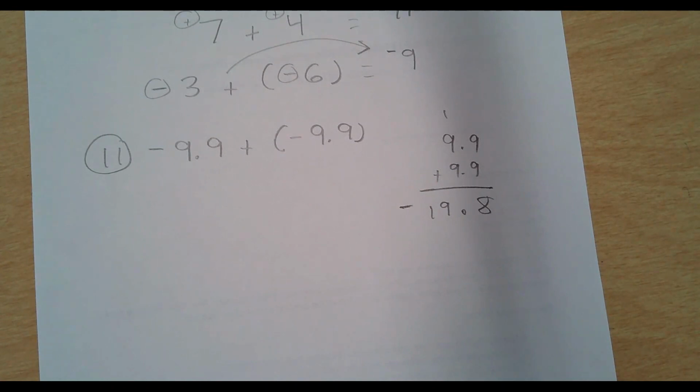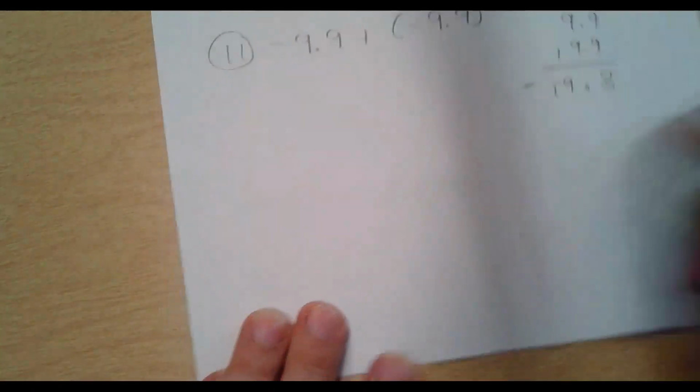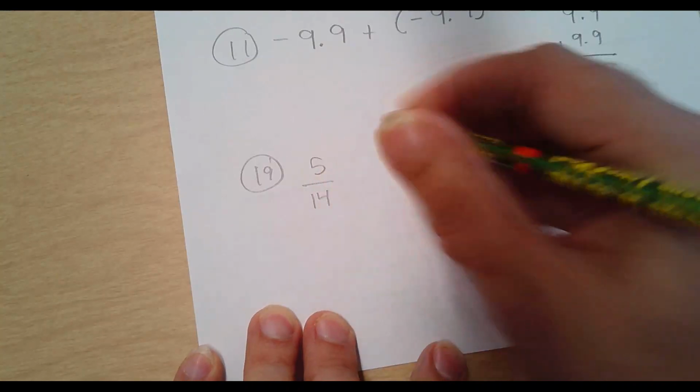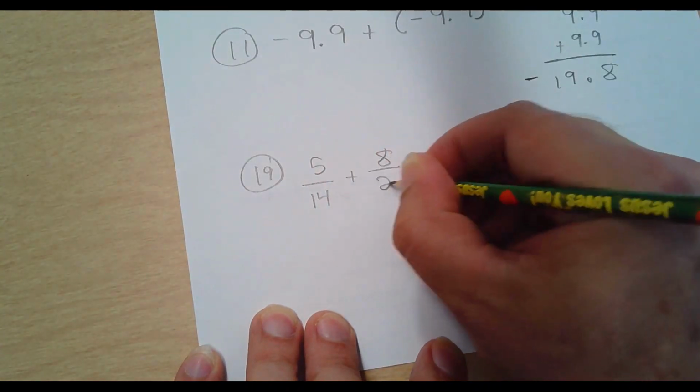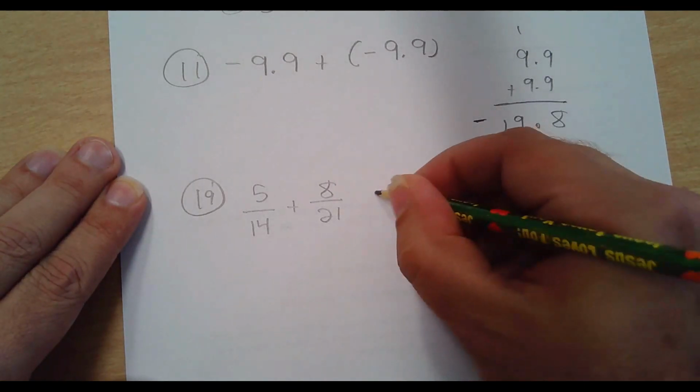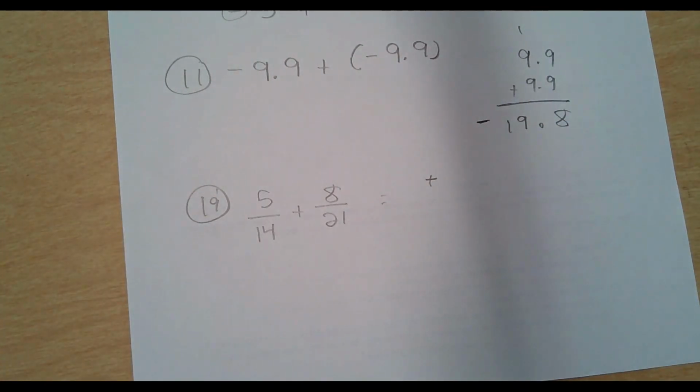Let's look at number 19. Five 14ths plus 8 21sts. So adding, signs are the same. So final answer, positive or negative? Yeah, it'll be positive because we're adding a positive and a positive. So yes, positive something. So now I've got a couple of fractions. What's my move here? What do I need to do first? Leah.